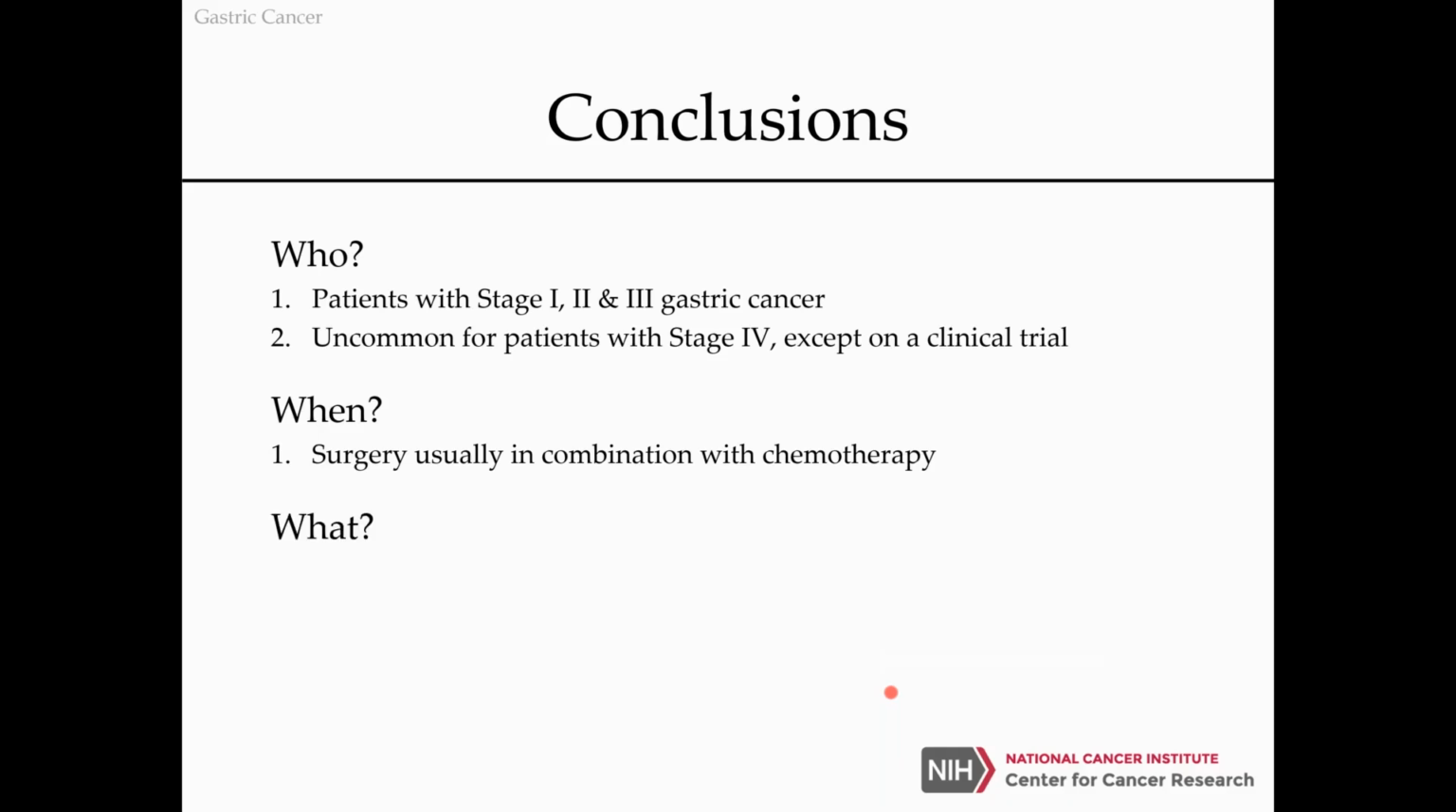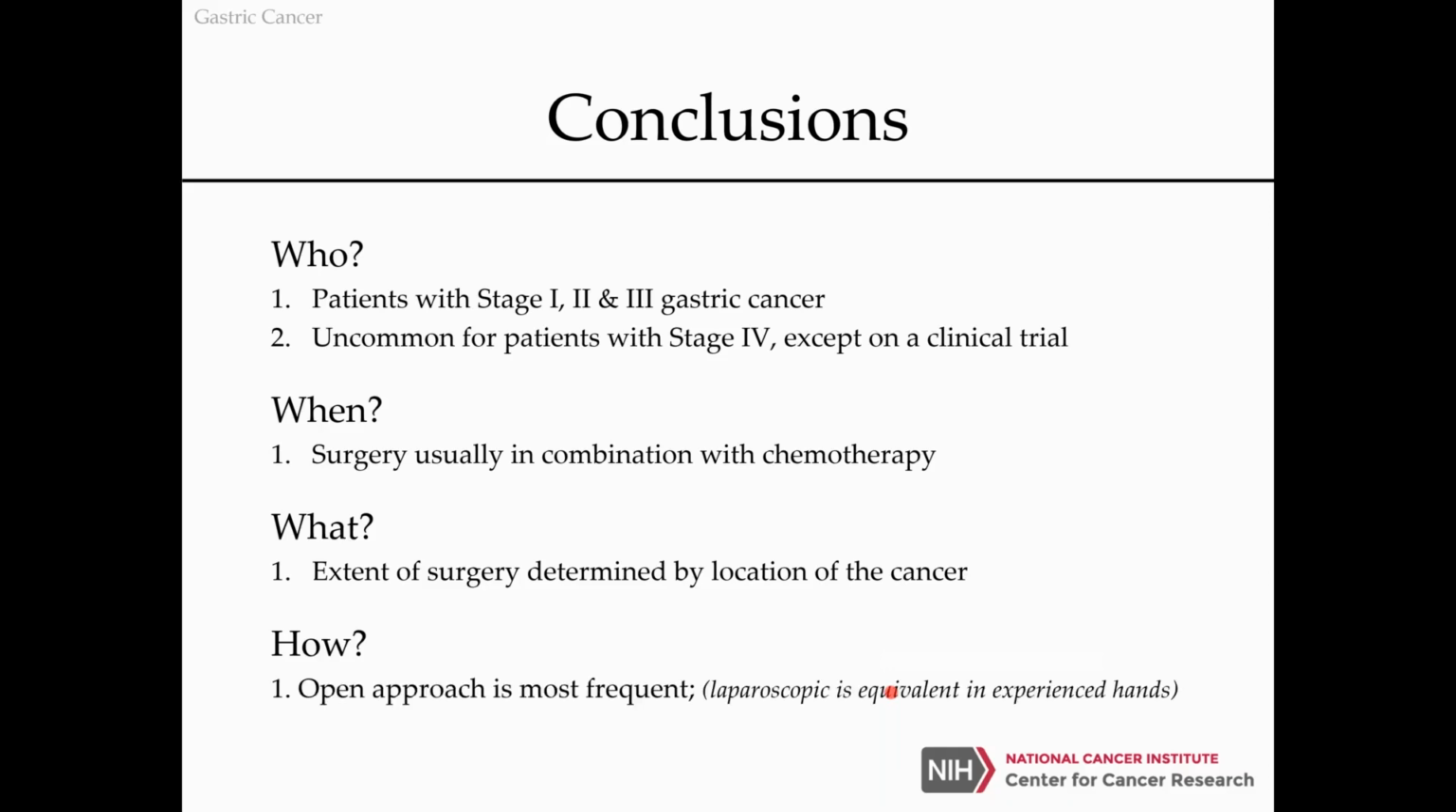And then we talked about the what, the extent of surgery, which is determined by the location of the cancer in the stomach. So whether you get a partial gastrectomy or a total gastrectomy will depend on the location of the tumor. And then we talked about the how. The open approach is still the most frequent approach in the United States, although laparoscopic or robotic surgery is shown to be equivalent to open surgery, again, in experienced hands. So that's an important thing for patients to remember.